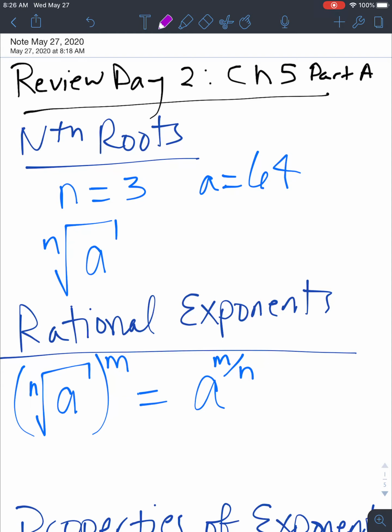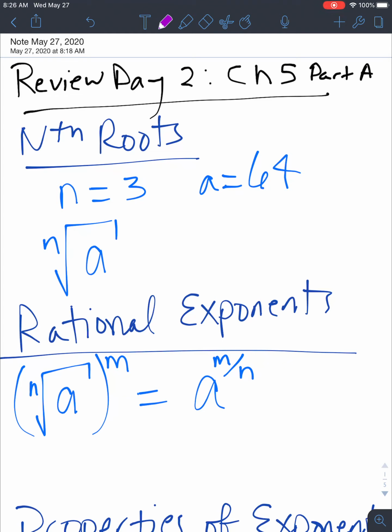Today we're going to be going through Chapter 5, Part A. Chapter 5, Part A was a longer portion of Chapter 5, so I wanted to make sure I spend adequate time on that. I'll go over Chapter 5B as well as what we did in Chapter 6 tomorrow.